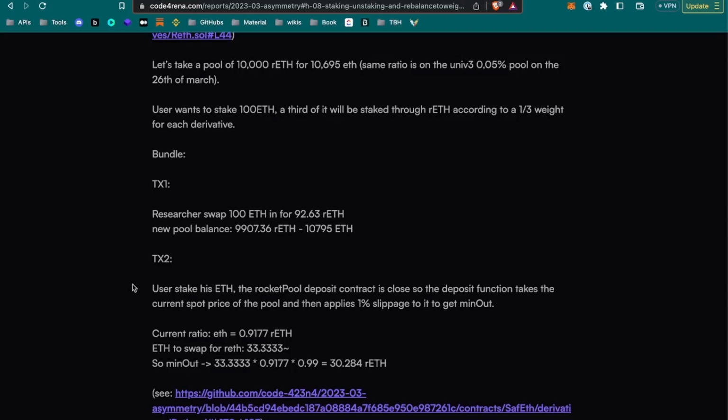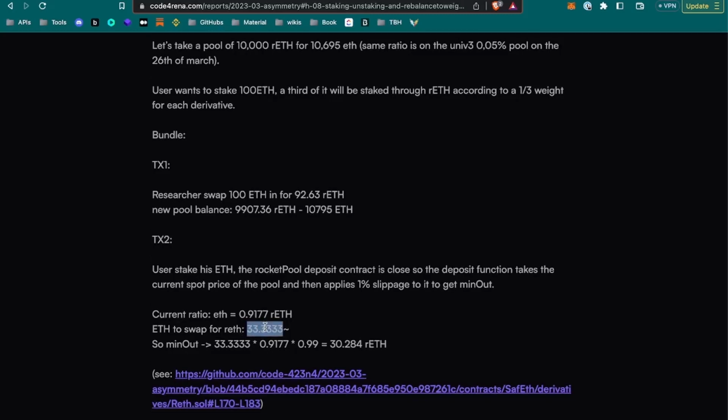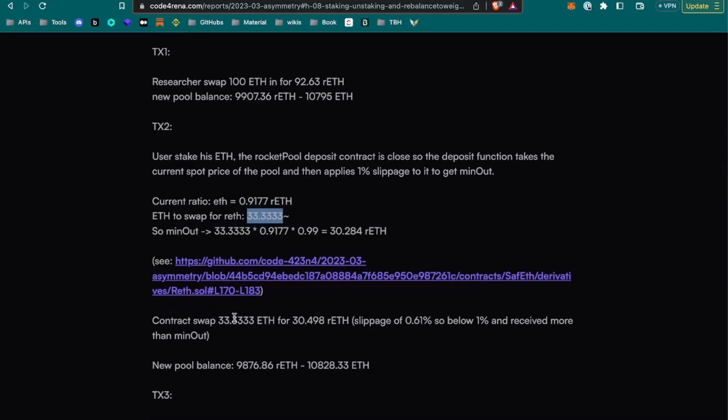The current ratio is 0.9177, with 33,333 ETH to swap for rETH. So the minimum amount is 30,284 rETH, which seems lower than this. The contract swaps 33,333 for 30,498 rETH, which is a slippage of 0.061%, so below 1%, and it receives more than the minimum out.